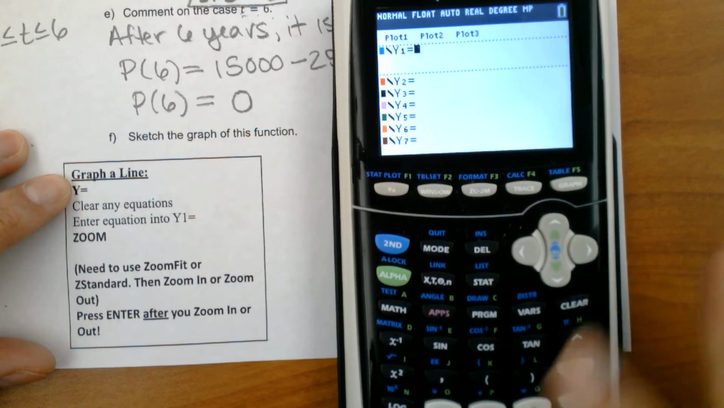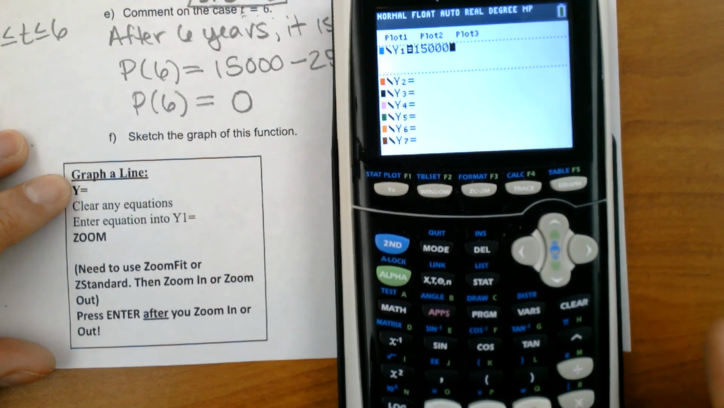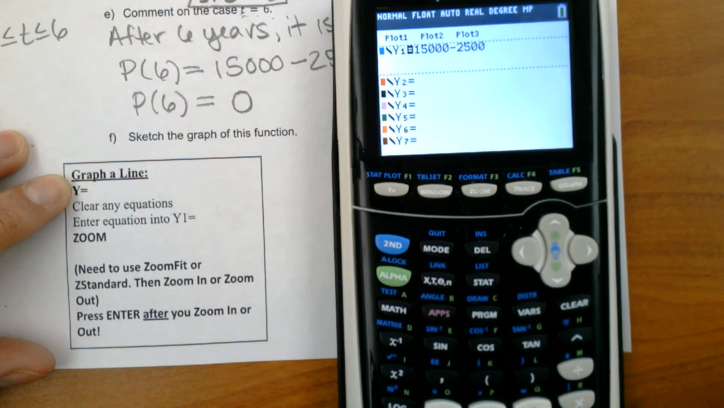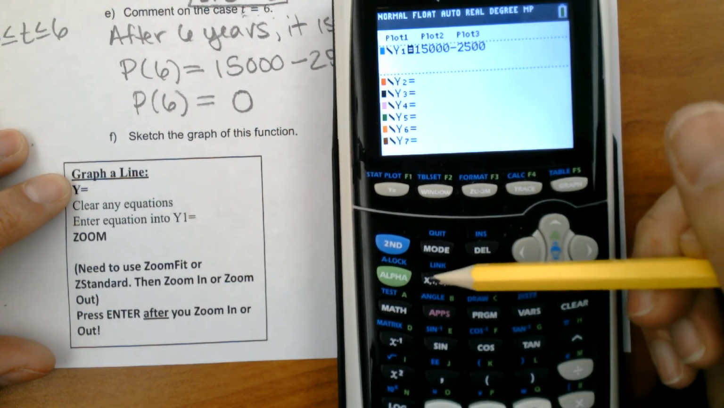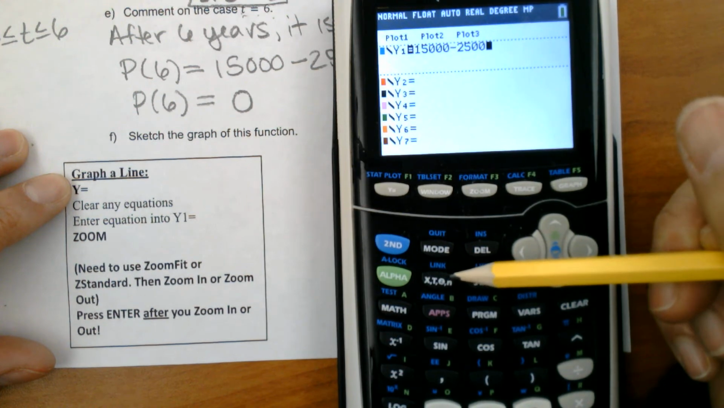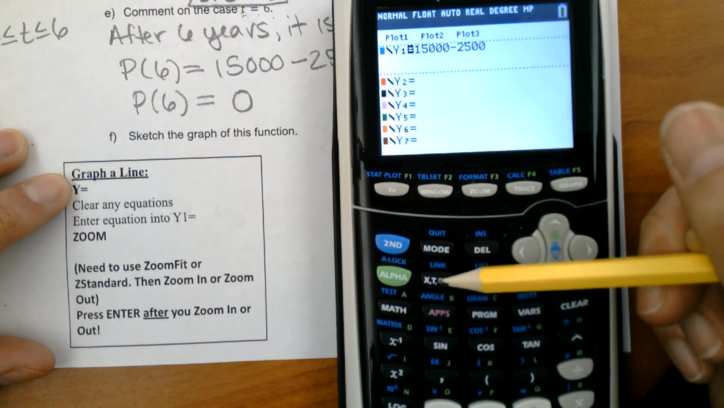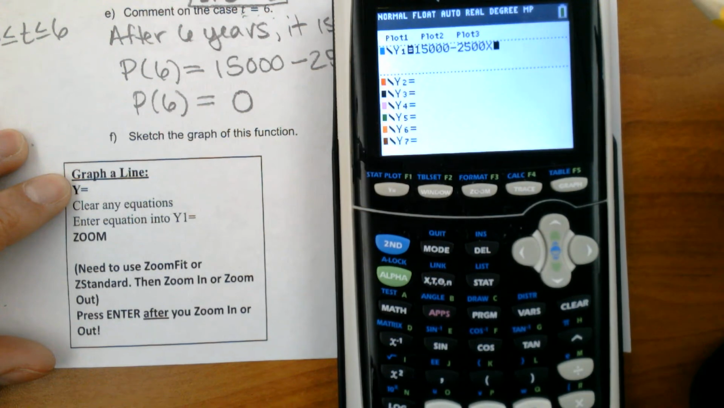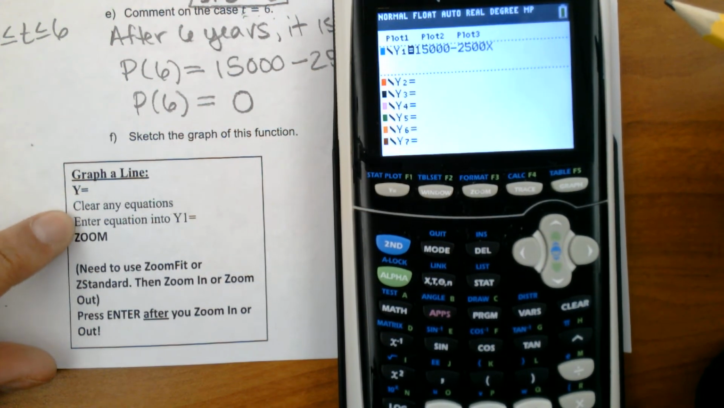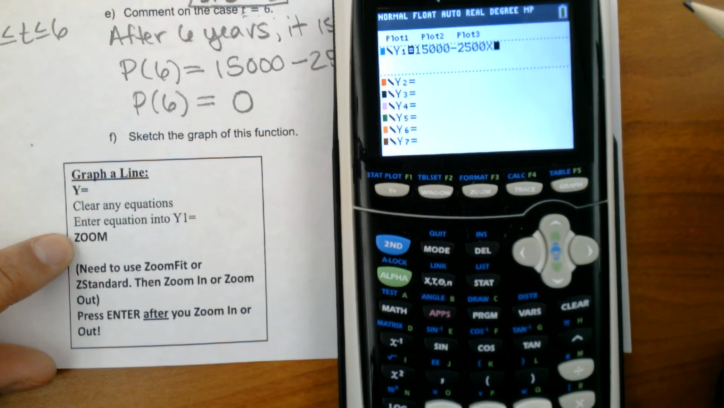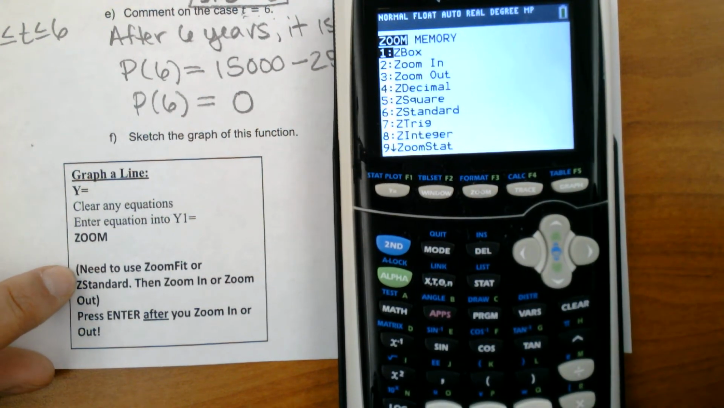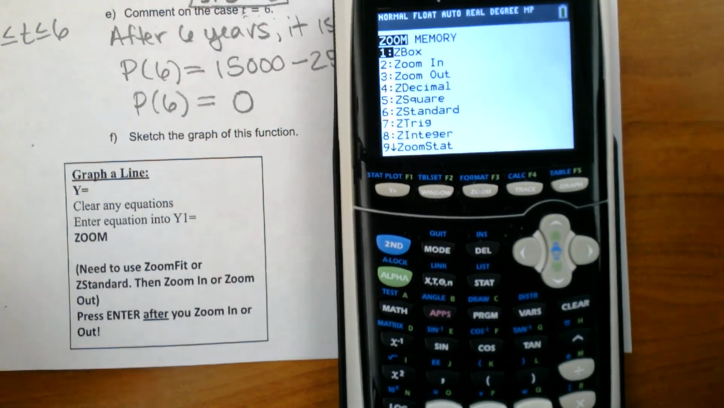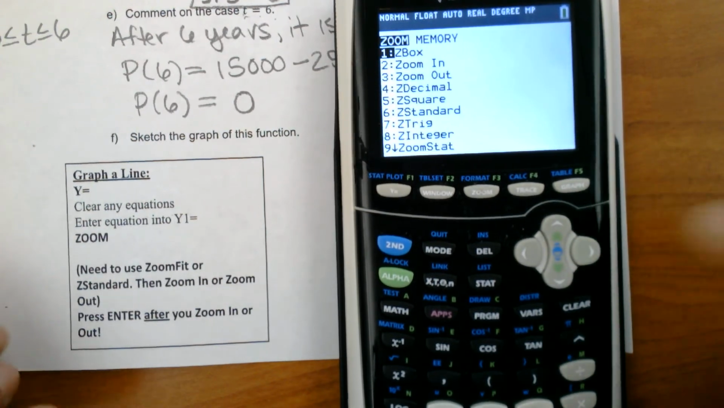And we're going to put in 15000 minus 2500. Now, we don't have the T button, but we have an X that will appear. So see this X, T, theta, N button, right? We do have a T, but it will only show up as X, which is fine. So we cleared it. We entered the equation. Now we could press zoom. And zoom is right here, this middle button. And it says you need to use zoom fit or zoom standard and then zoom in or zoom out. So we're doing a lot of zooms here.